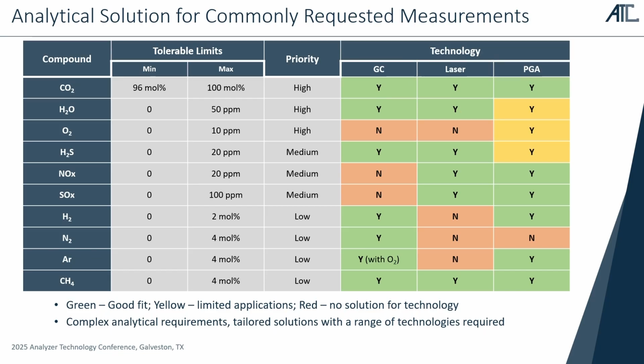This shows a commonly requested specification, so some of the more common gases that are asked for, the priority that's given to them by customers, and the technology fit from the different technologies that we offer. Here a green yes shows that we have a good solution available, red no means that there isn't a solution for that technology for this application, and yellow, it's application dependent. What you can see from this is there's not one technology that has green ticks down all of the different components that are needed. So in some cases, we're having to mix and match technology types to create an analytical solution for a particular set of measurements.